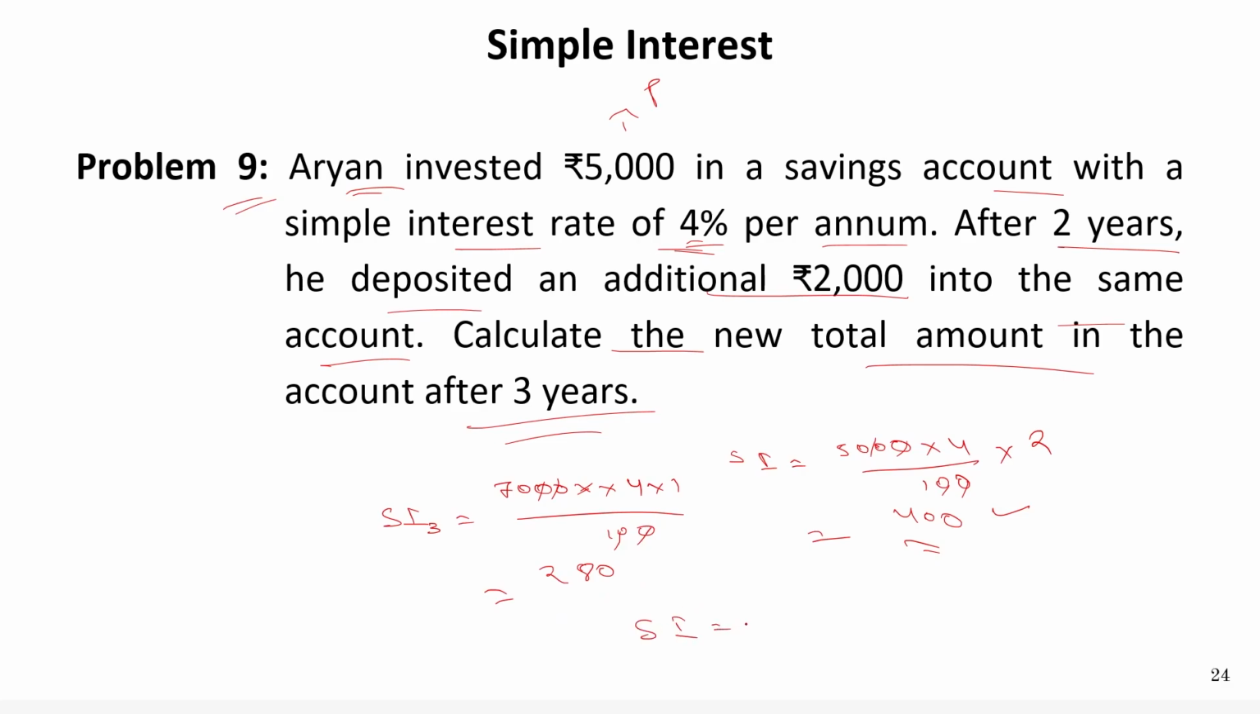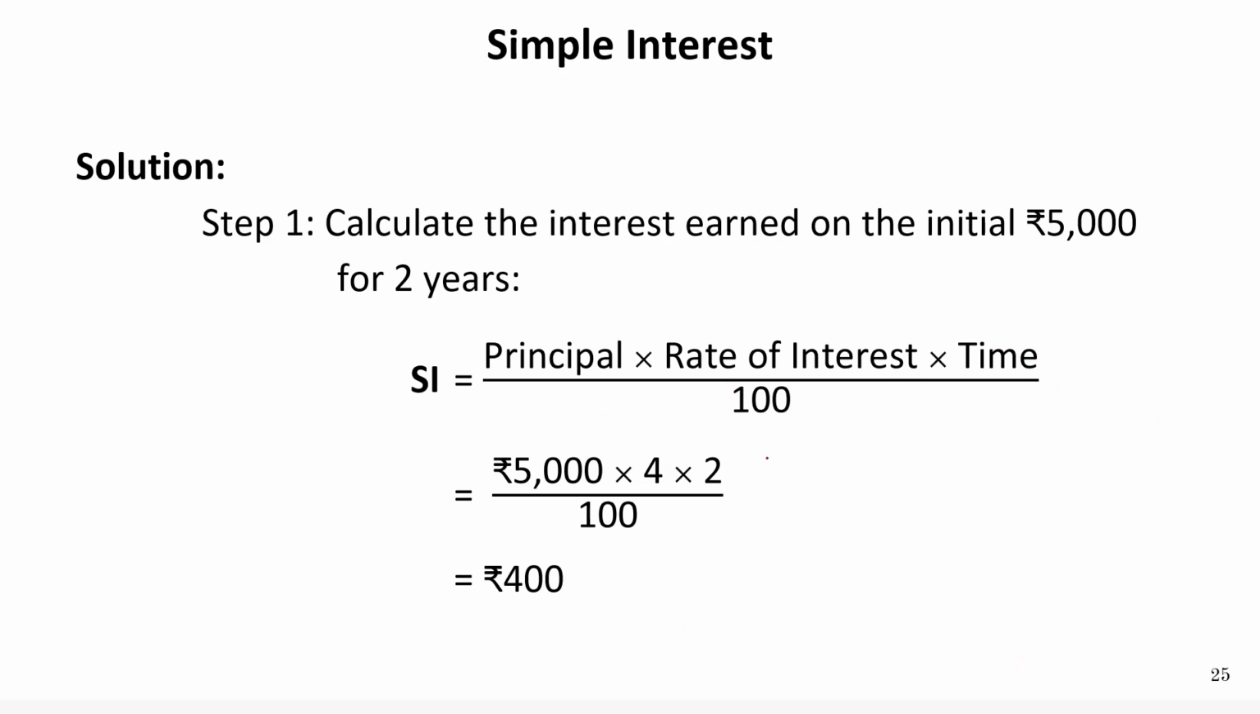So SI2 plus SI3 is equal to 400 plus 280 is equal to 680. So the total amount of interest earned is this much, and the total amount is equal to 7000 plus 680 is equal to 7680. So this will be the final amount.